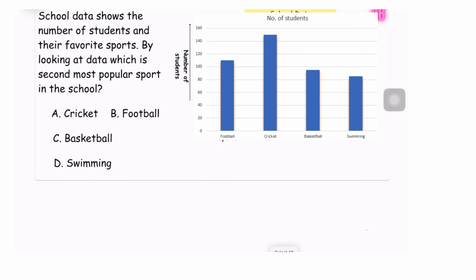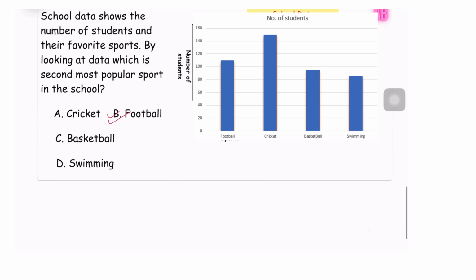By looking at this picture, we can clearly say that cricket is the most popular, right? And the second most popular sport will be football, because its bar is the second highest, right? So the option will be B, football. Questions on graphs are normally very easy. You just need to know how to read the graphs.